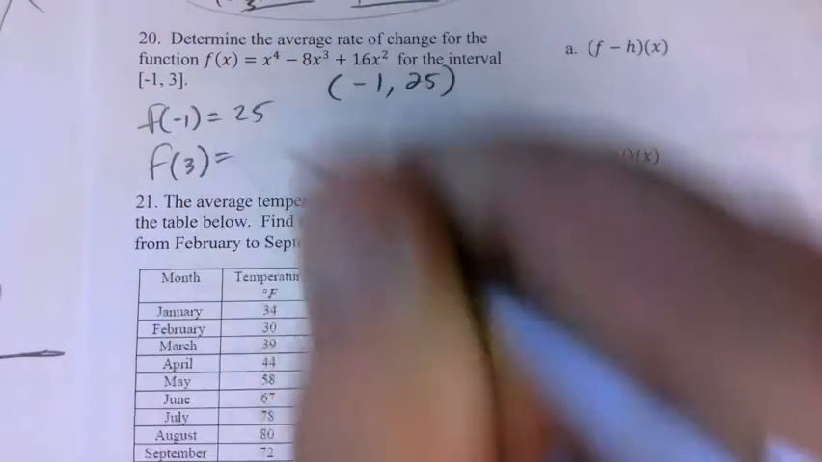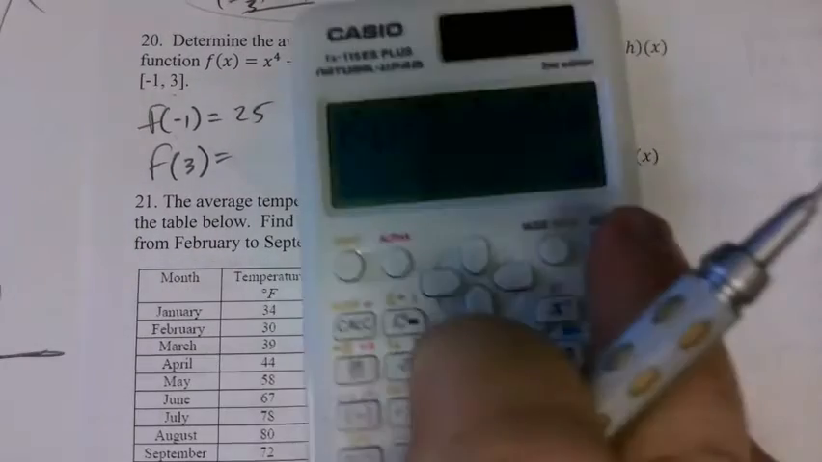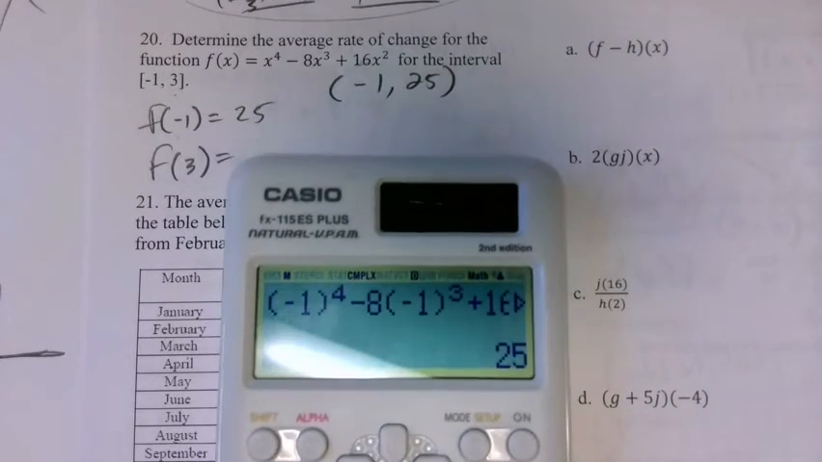Now I need to find what's f of 3. 3 is the other half of my interval, so I put that in the function. Again, I'm just going to put it in my calculator.